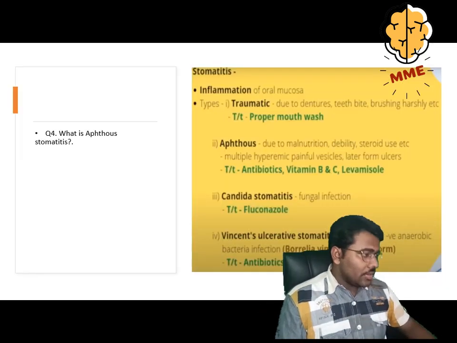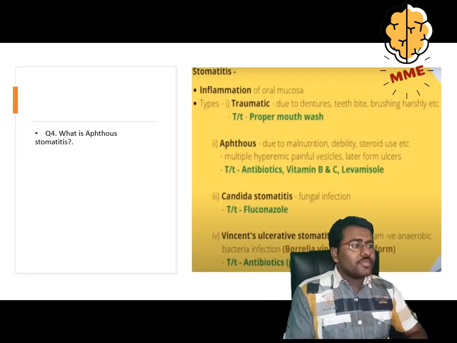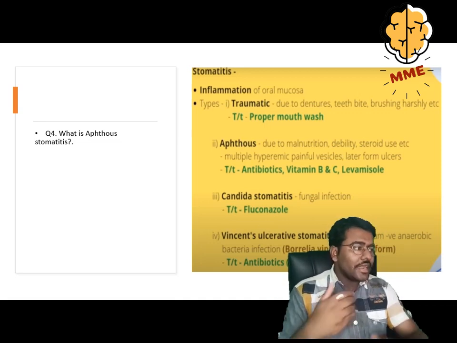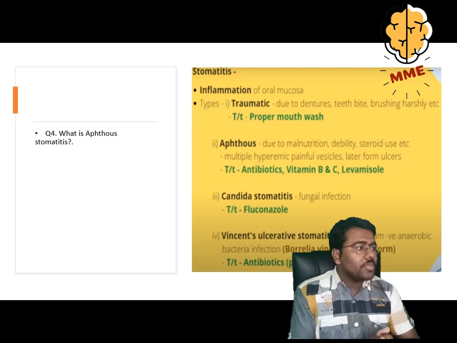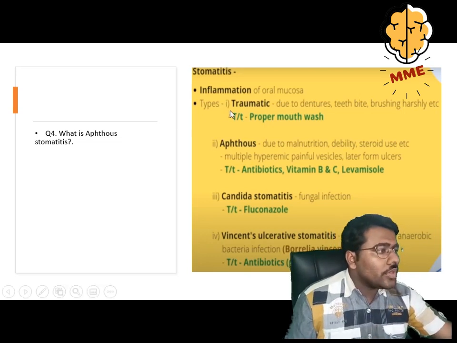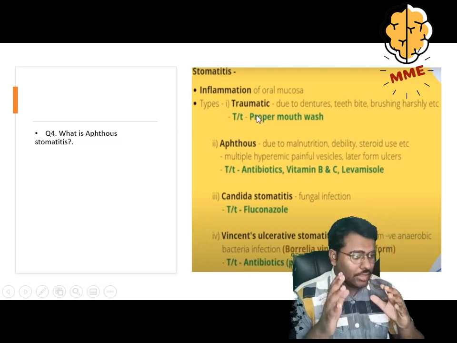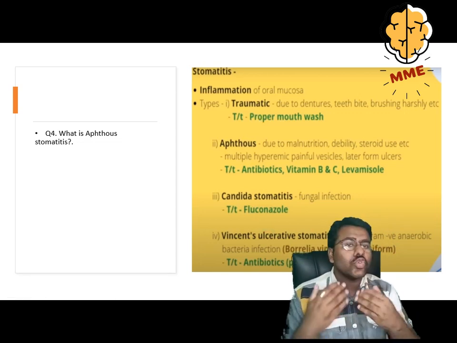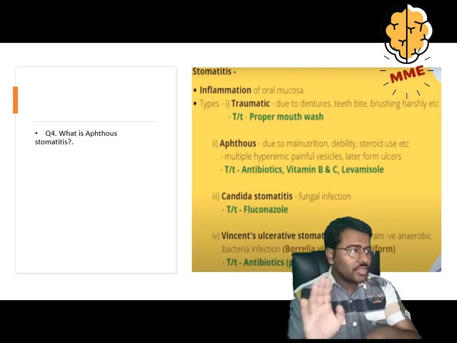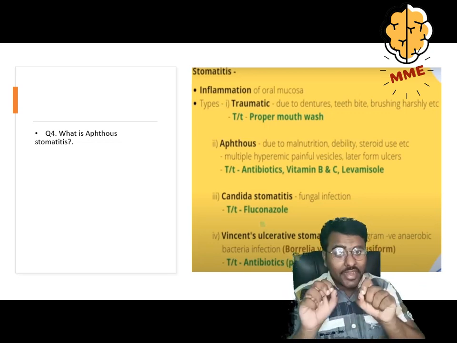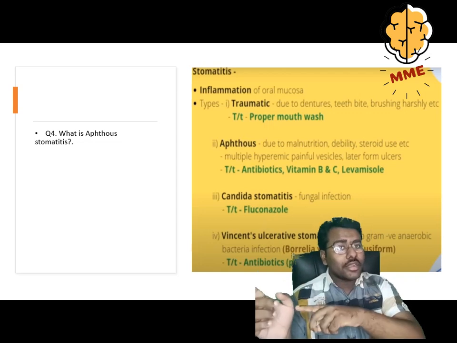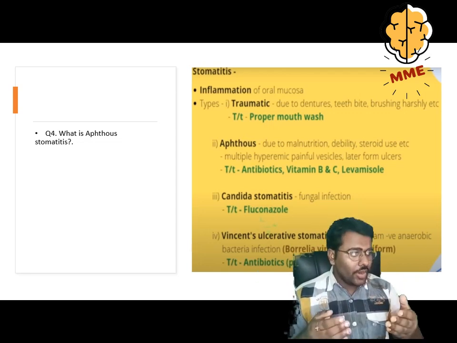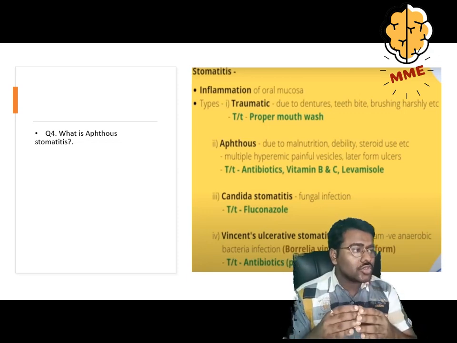Now coming to the next question, on aphthous ulcer. There was a question asking what is aphthous ulcer, and there are many options. You have to notice that we call it not aphthous ulcer, it's actually aphthous stomatitis. When there is trauma, when you bite, that is traumatic stomatitis. Aphthous is mainly due to steroid use and malnutrition. In that case, it is called aphthous.